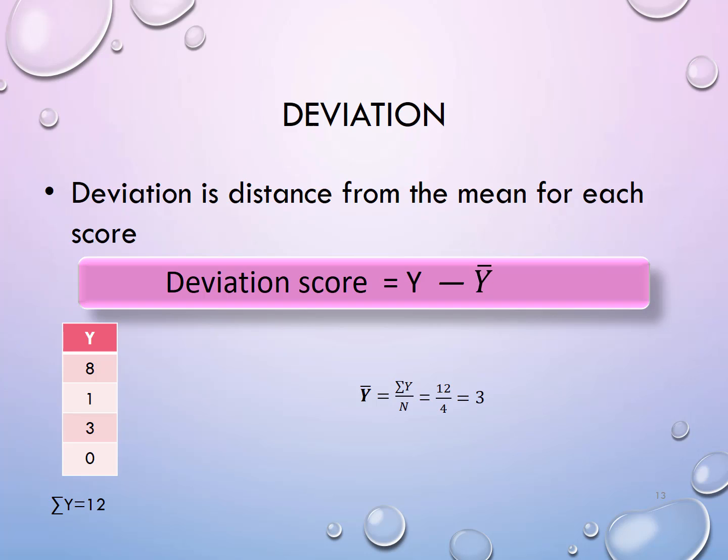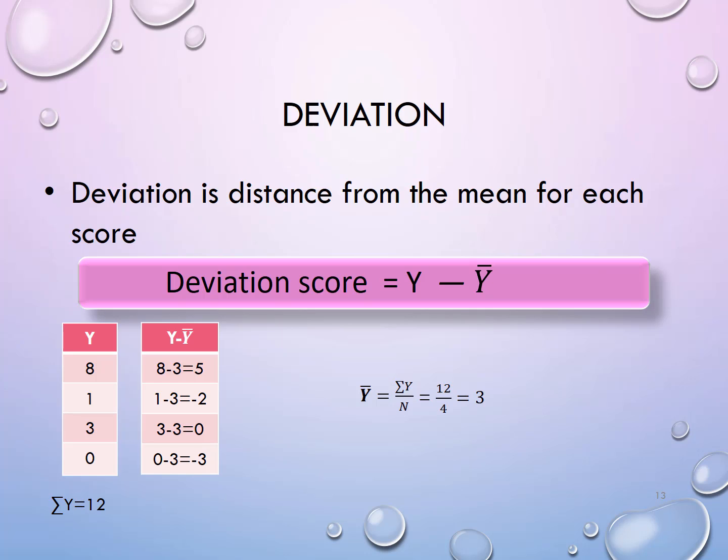Let's see how far each of these scores is away from 3. Score minus the mean is 8 minus 3, so the first one is 5 away from the mean. The second one, negative 2, then 0, so it's exactly the same as the mean, and then negative 3. The problem is that if we sum these deviations up, we will always have 0. So if you add 5 plus negative 2 plus 0 plus negative 3, you're going to see that we have 0.